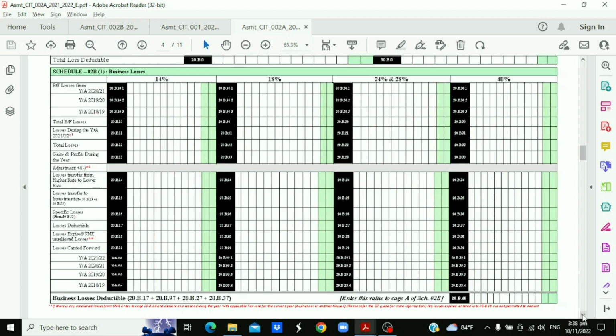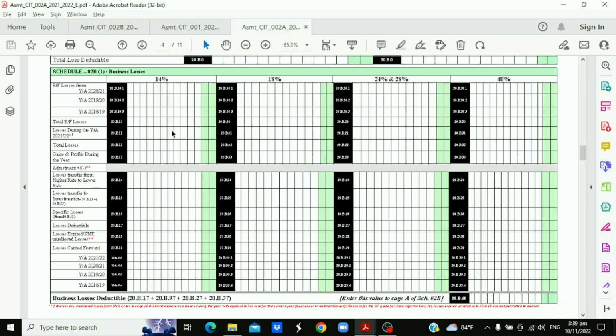To get separate identifications, the total brought forward loss has to be broken up for each and every year. Those are relevant. Firstly we have to enter the brought forward loss, then we can get the total brought forward loss. If there are any losses arising in this particular year of assessment 21-22, we can mention them as a loss during the year of assessment 21-22. Then we can get the sum value.